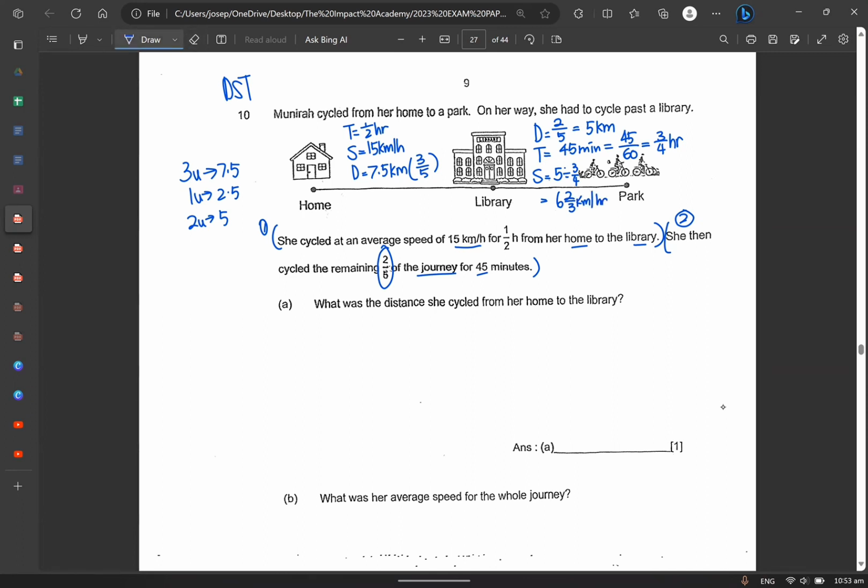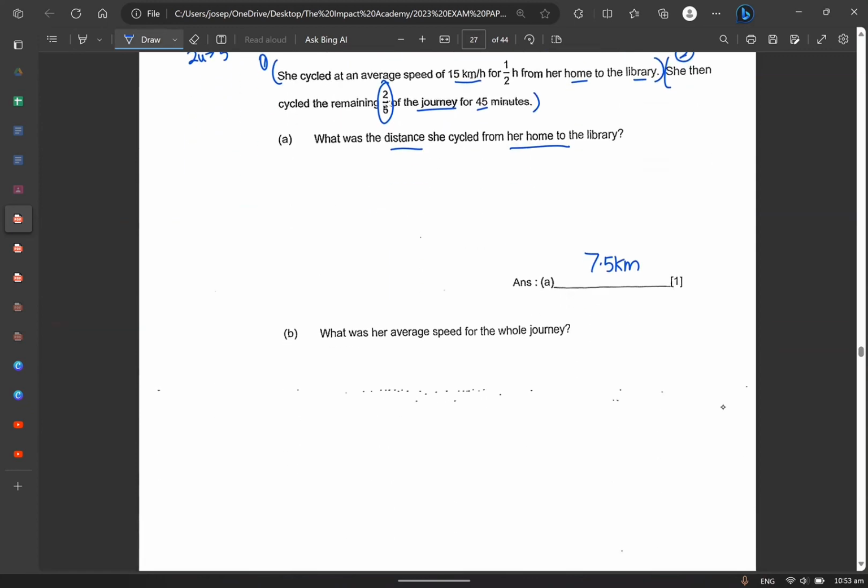Now the question says, can you find the distance she cycled from her home to the library? From the home to the library, that means from here all the way to here. Therefore, as you can see over here, it is 7.5 kilometers for part A. Then the second part says the average speed.